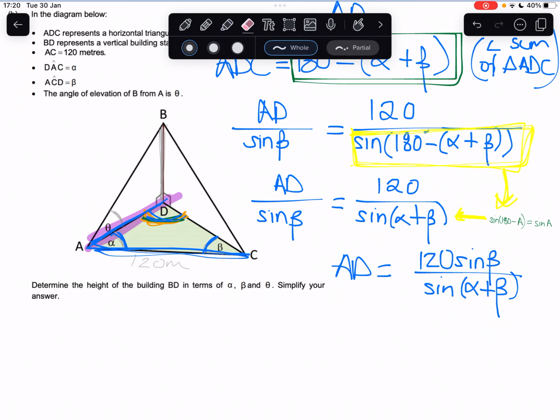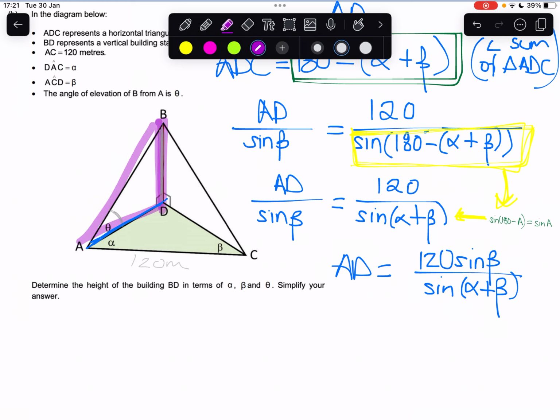Right, so now we can move out of this triangle, right, and focus on this one because we want BD, right? And we have an expression for AD, we have this angle theta, and we have a right-angled triangle. So now we can use SOH CAH TOA. So we just need to figure out which ratio will get us what we want. So we want the side that is opposite to theta. We have the angle that is adjacent to it, so we need to use tan.